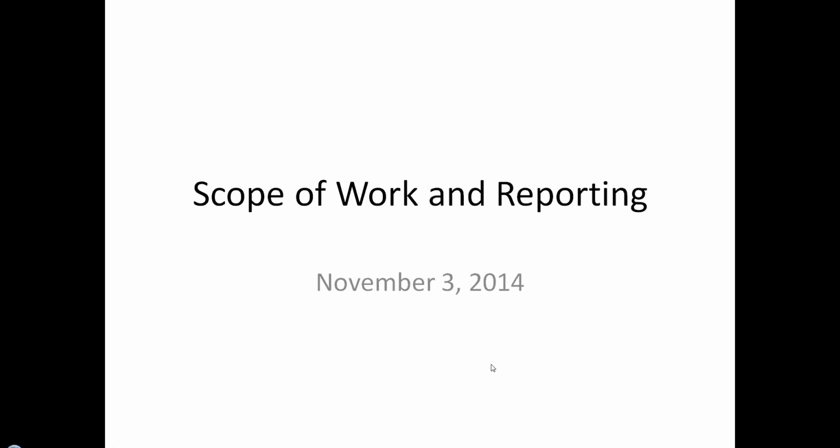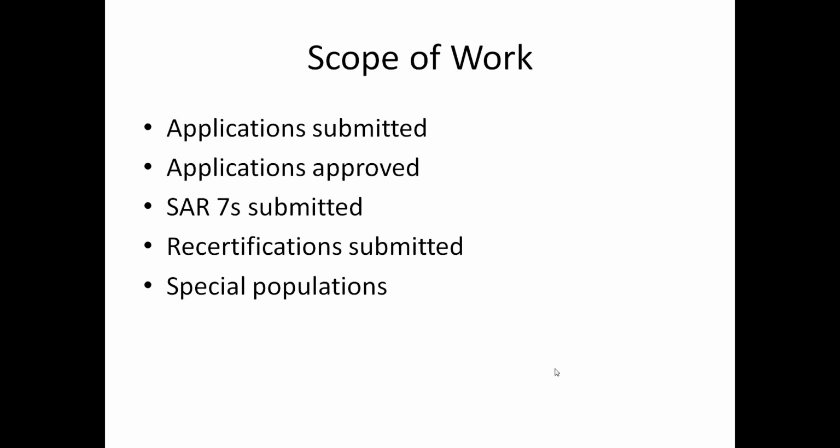As you are likely aware, the scope of work changed this year. In previous years, we have been tracking the materials that were distributed, the number of follow-ups you did, applications assisted, or pre-screens, or whatnot. Now the state has really narrowed it down in terms of what data they want. They want to know how many applications were submitted, how many applications were approved, the number of SAR-7 submitted, research submitted, and then data on special populations.